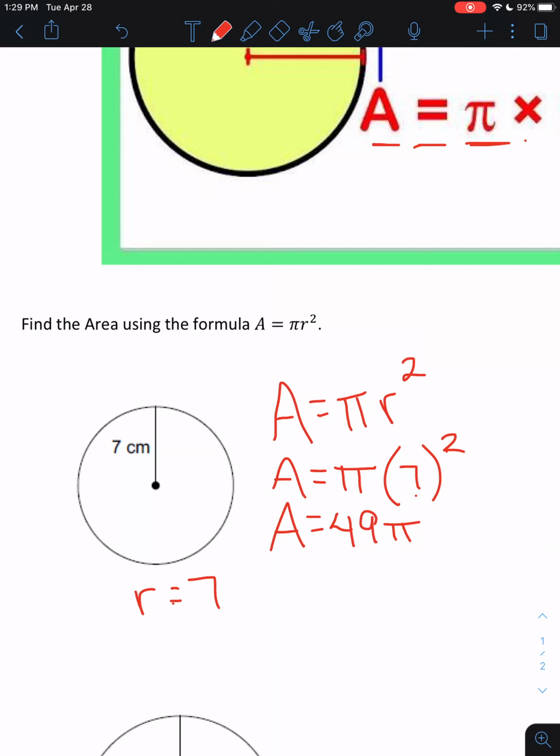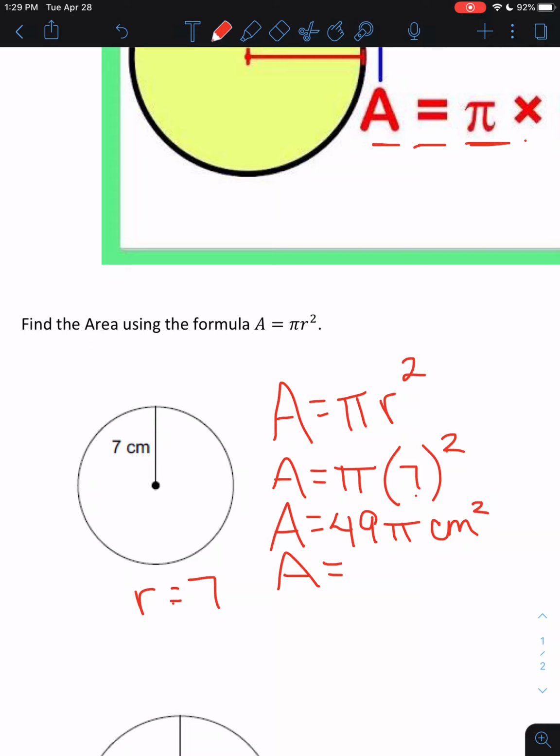So 49 pi. And so we can add our centimeters squared, because that's an answer in terms of pi. That's actually your exact answer, not approximate. Now we're going to talk about our approximate answer.